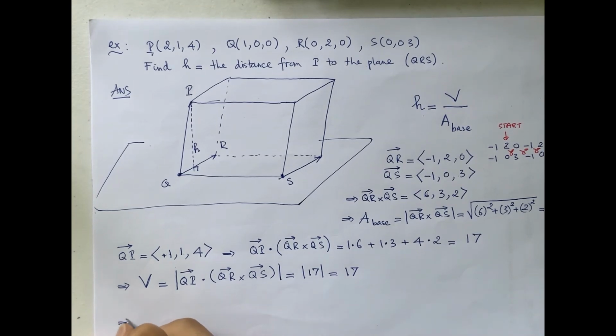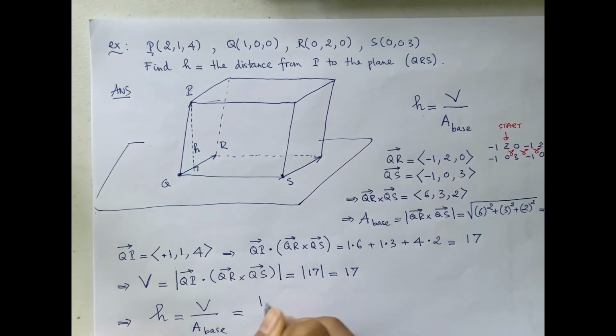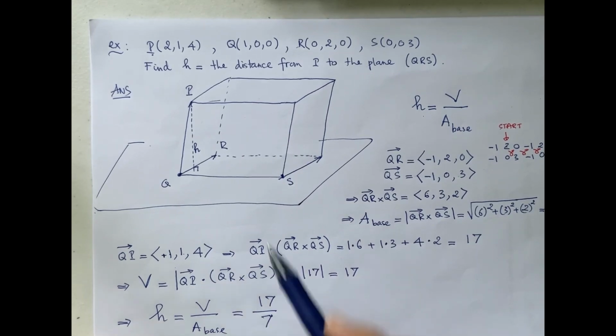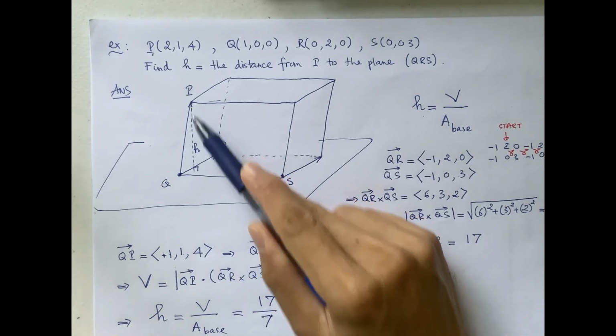And so once you have the volume, you can divide the volume by the area of the base. So that means dividing 17 by 7, and this is the height or the distance from the point P to the plane passing through Q, R, S.